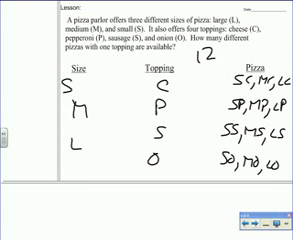Yes, which would be 4 out of 12, which would be 1 in 3 probability, right? Because you reduce it. What would be the probability of choosing a small cheese? 1 out of 12, right?